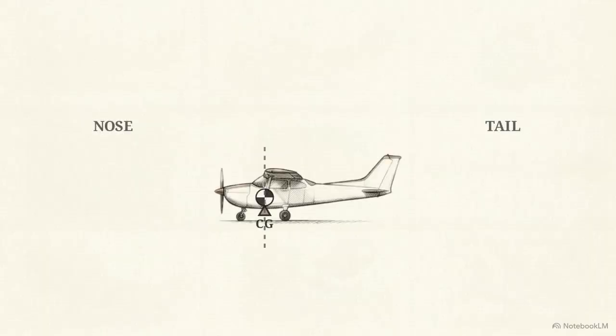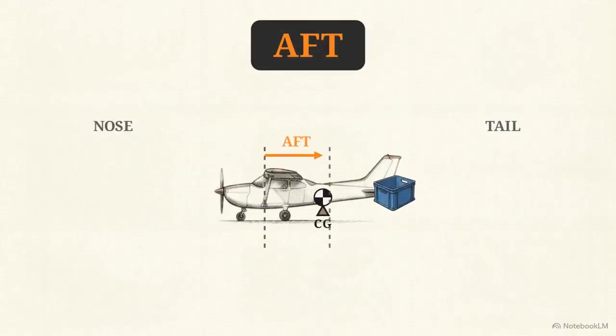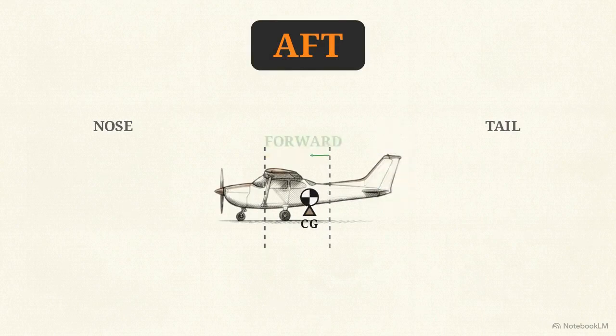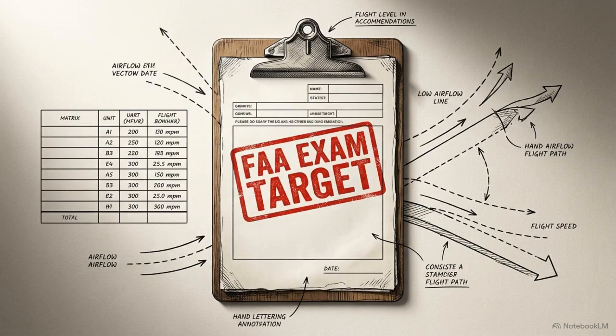The answer is aft. Weight added behind the current CG pulls the balance point rearward toward the added weight. Removing weight from the back would move it forward. The FAA tests this directional logic repeatedly.